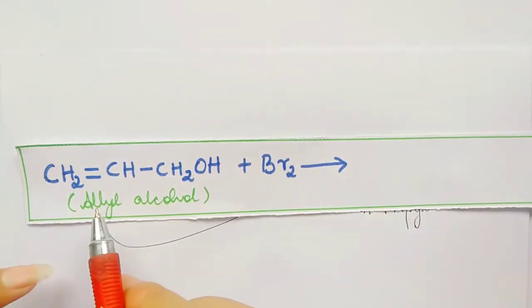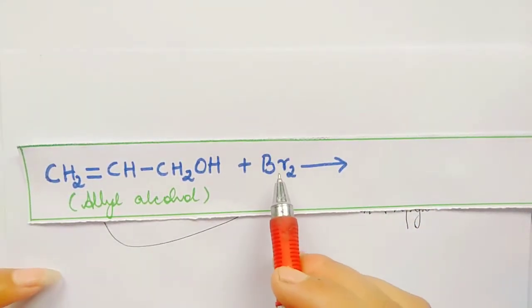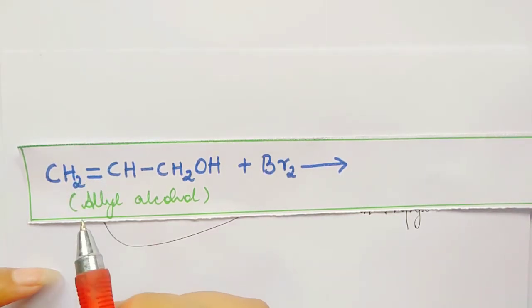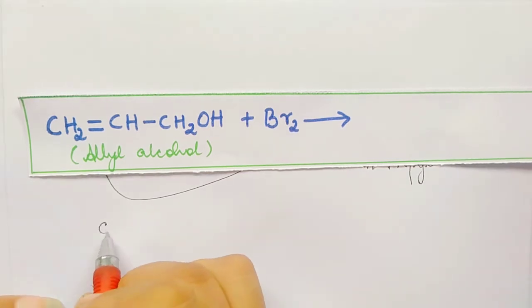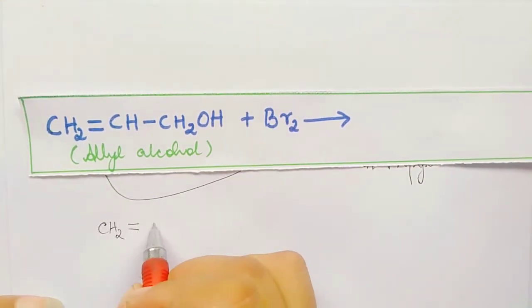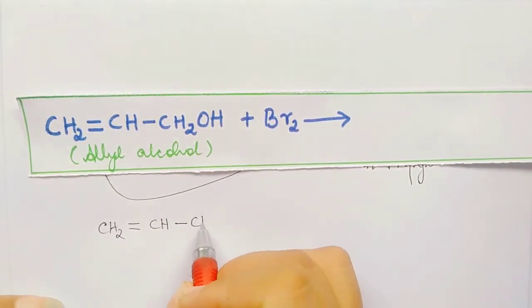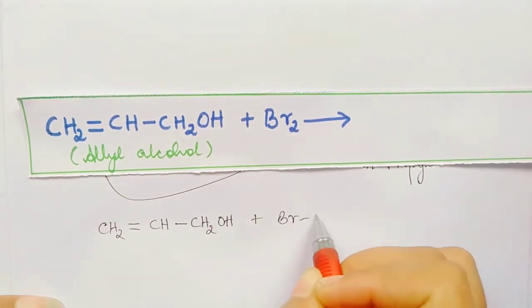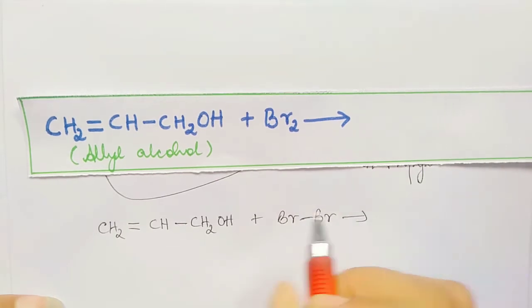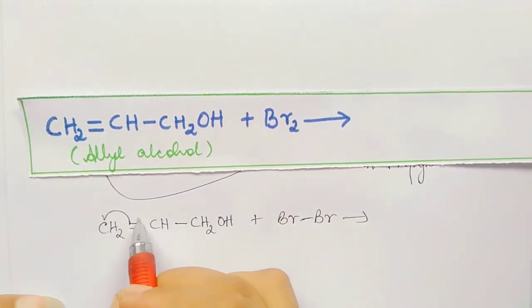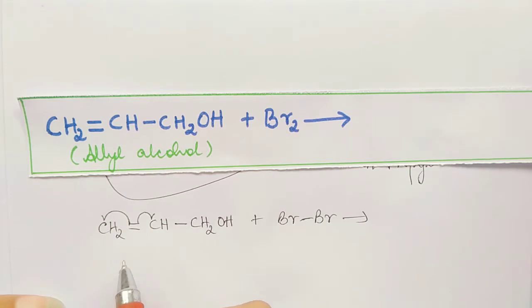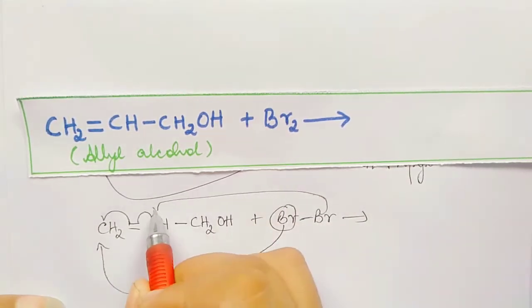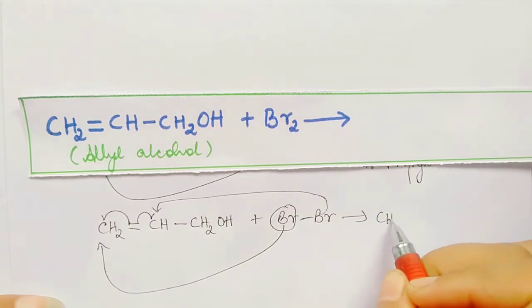Alright, second one. See, we have allyl alcohol with bromine. Bromine is added across the carbon double bond. CH2=CH-CH2-OH, Br2. Okay, one electron comes here. That means the pi bond breaks. One bromine comes here, another one comes here. So what do we have?